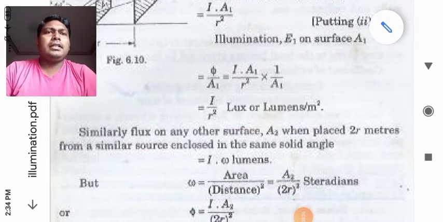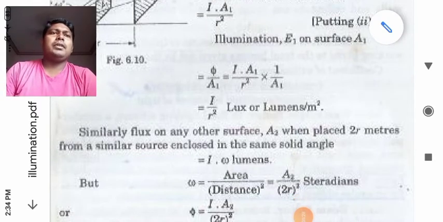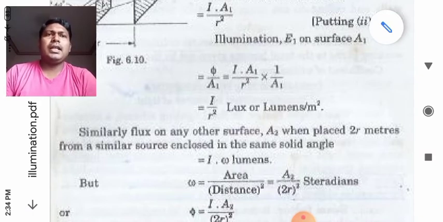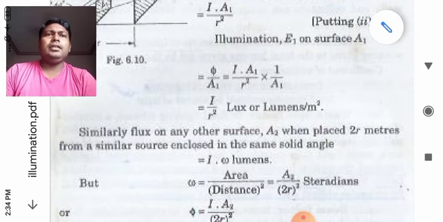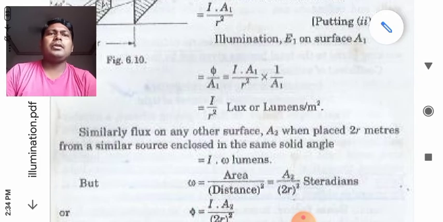Similarly, flux on any other surface A2 when placed 2r meters away from the same source and enclosed in the same solid angle. So the conditions are exactly the same. The distance is doubled, that is 2r, and the solid angle is also the same. So what will happen to the flux? That will be equal to I into omega lumens.